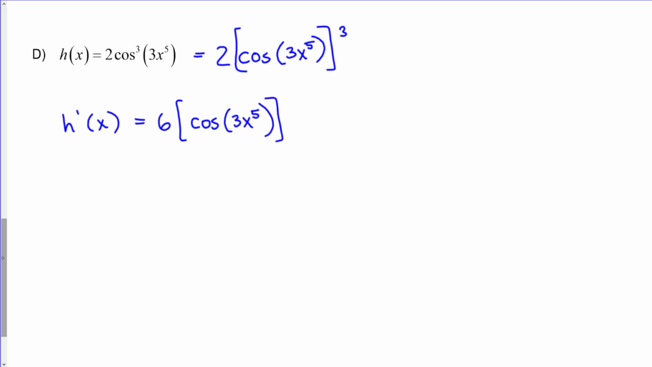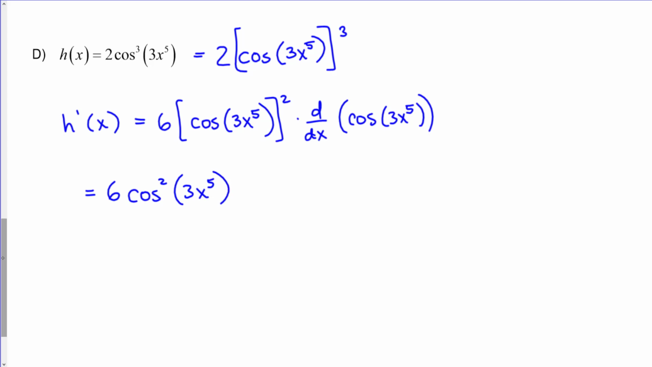Subtract 1 from the exponent, which gives me a 2. And then I multiply by the derivative of the inside part, which I'm just going to state here and I will do in just a second. And that's just because I can see that this is going to require another iteration of the chain rule, so step by step is a good way to approach this. All right, so 6 cosine squared of 3x to the 5th. That's all finished for my derivative.